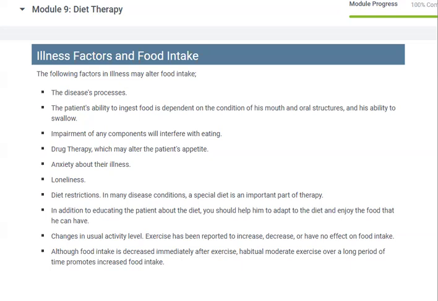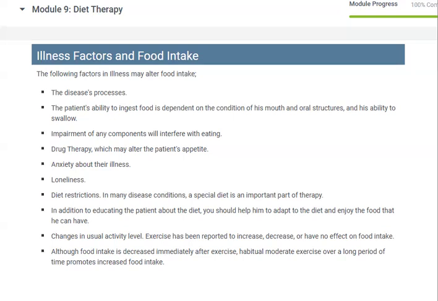In many disease conditions, a special diet is an important part of therapy. In addition to educating the patient about the diet, you should help him to adapt to the diet and enjoy the food that he can have.